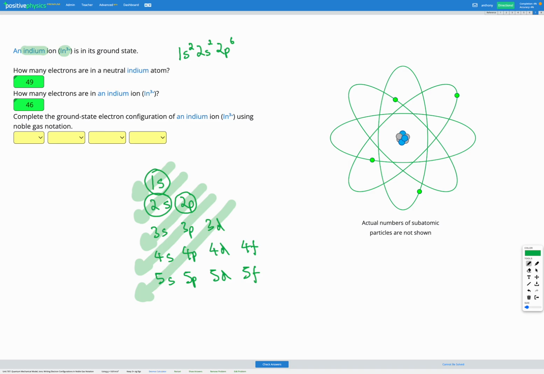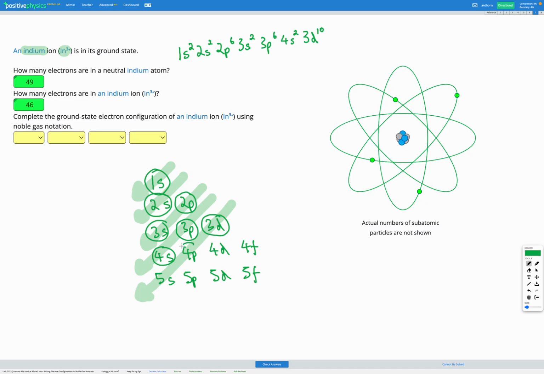We need to get all the way up to 49, so we've got ages to go, so let's keep going. Next is 3s. 3s can fit up to 2. Then 3p. 3p can fit up to 6. So there we've got 18 electrons in total. Let's keep going. Next is 4s. 4s can fit 2. Then we skip back down to 3d. 3d can fit up to 10. So there we've got 30 electrons used up so far. We still need 19 more.